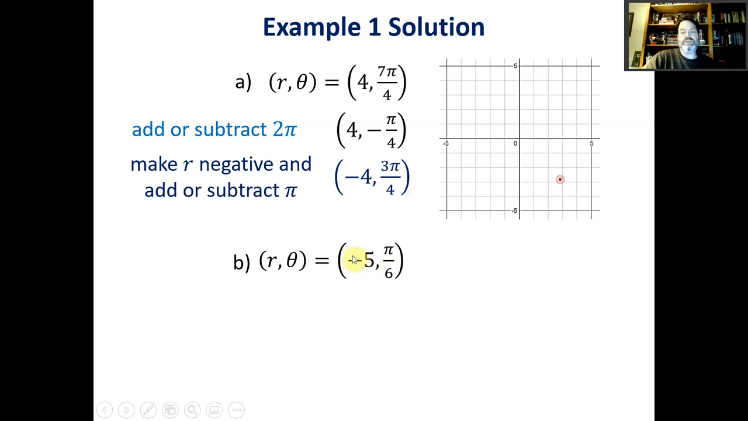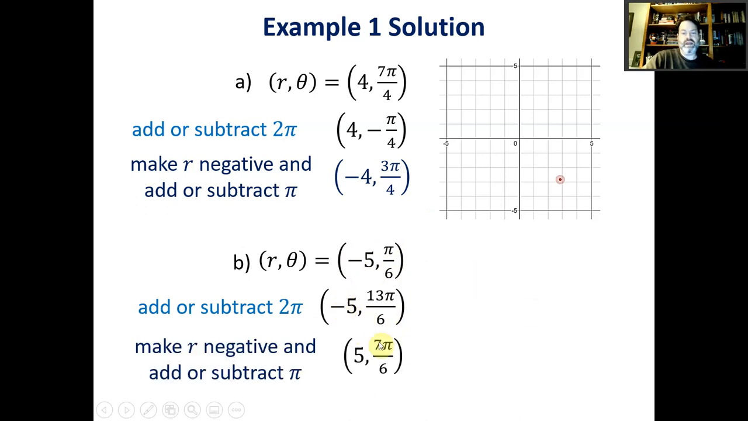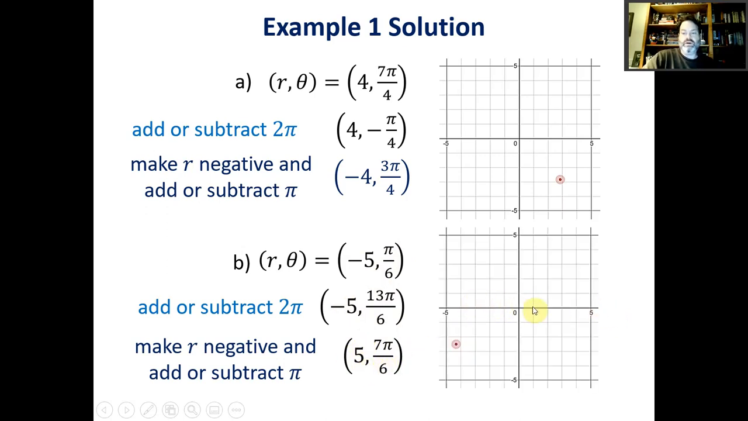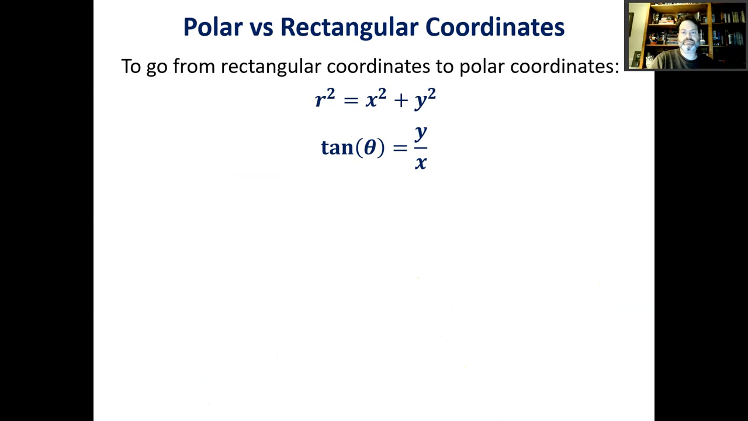All right, here's another point. This one is given to us with a negative radius, but a positive angle. So keep the radius the same, add or subtract 2 pi. So I added 2 pi. And then flip the sign on the radius, and I subtracted pi. And so, all 3 of these are the same point, but if you want to think of this one down here as the positive radius, right? So you go out 5 units, and then you come around 7 pi over 6. So there's 6 pi over 6, 7 pi over 6 takes you there. Pretty easy stuff.